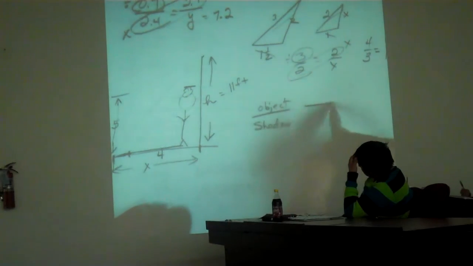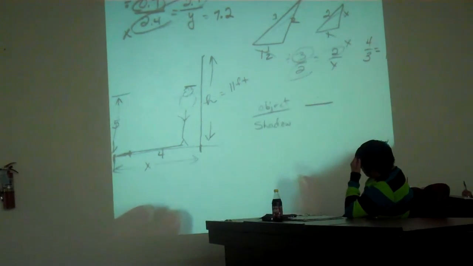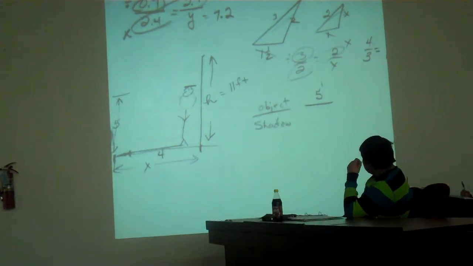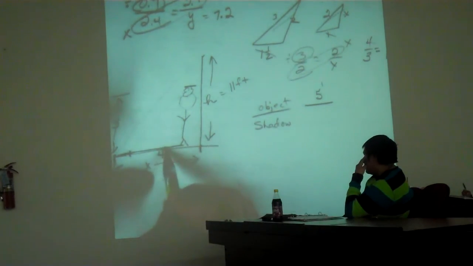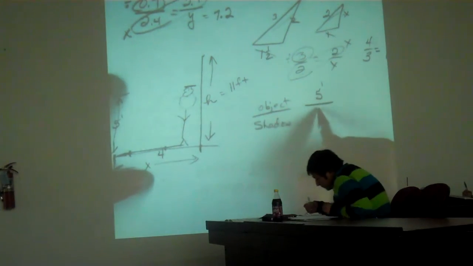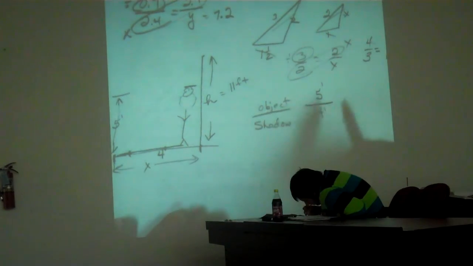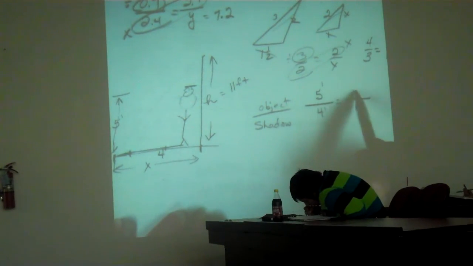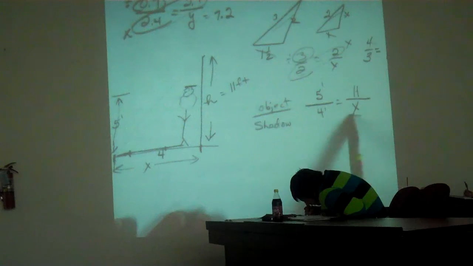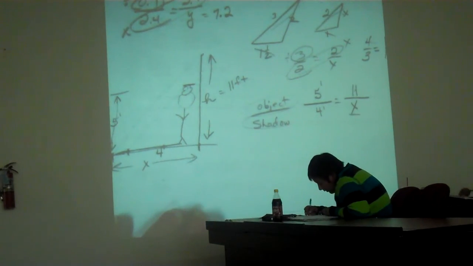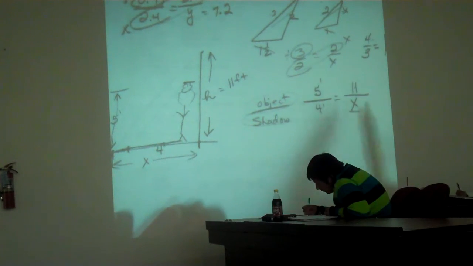And now you put the object, how tall is the object? Okay, the person is 5 foot. They're casting a shadow 4 foot. These are all in feet, so your answer is going to be in feet. Okay, so your other object is 11 feet. So how long is its shadow? See the shadow, you don't know. So you may want to put the words over here to make sure you put them in the right place.